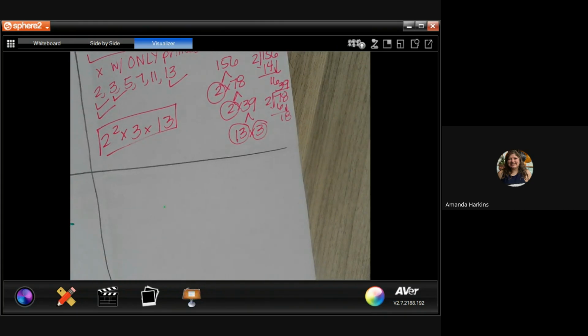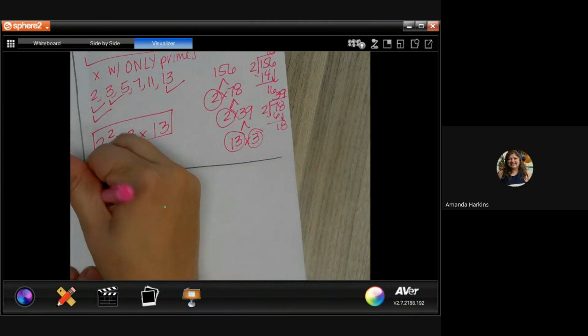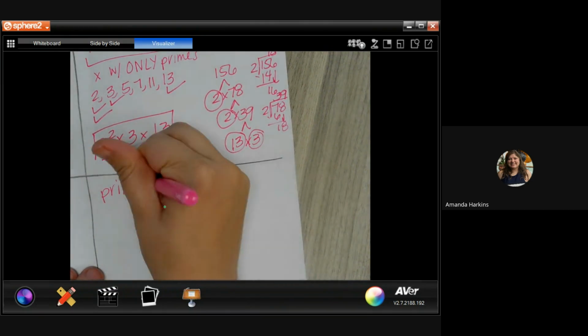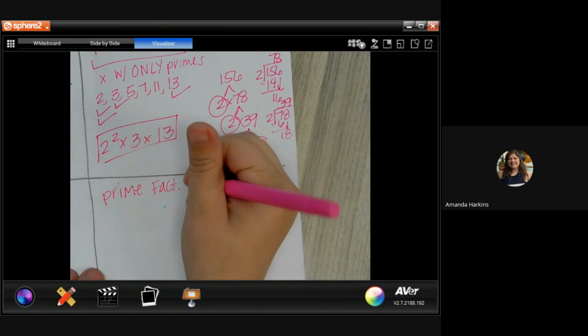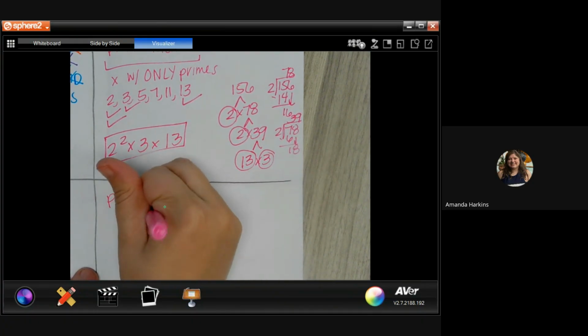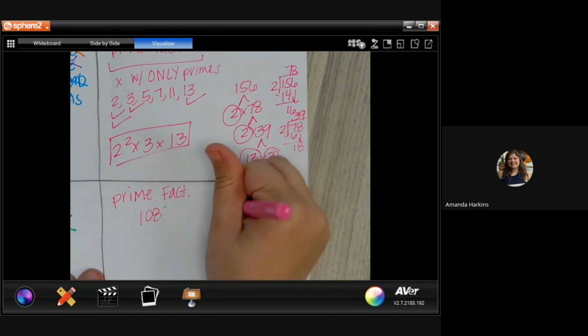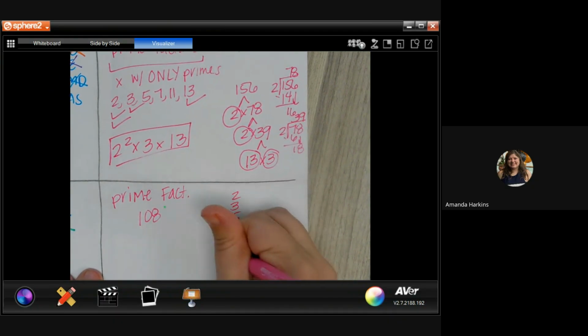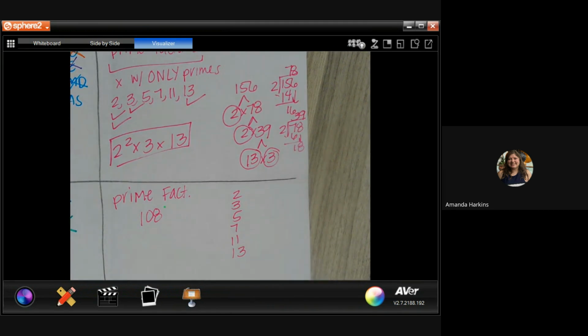They want us to get the prime factorization of 108. Remember my key primes. It's 2, 3, 5, 7, 11, 13. So we're going to break down 108 to only its primes.